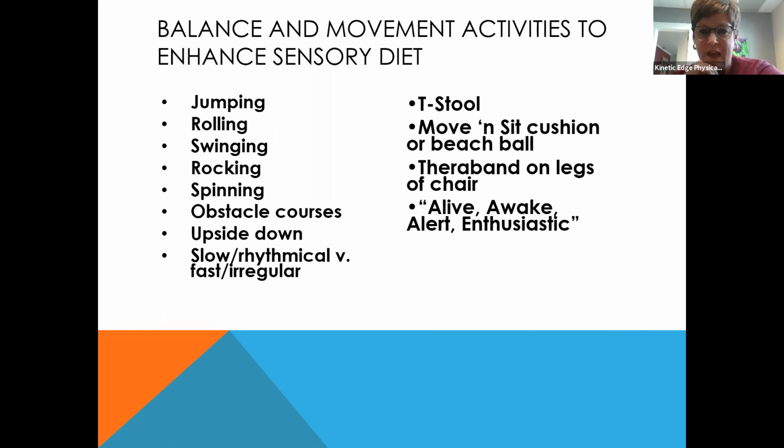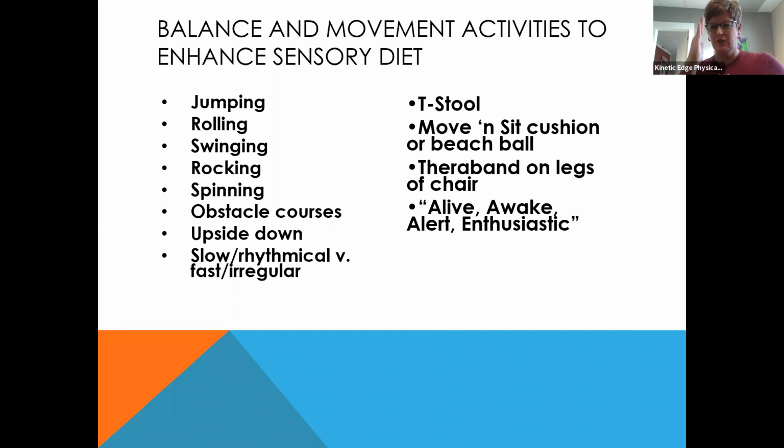Hanging upside down can be calming for some kids, again, that'll be more of a seeker activity. But, you know, realize that if your kid is sitting on the couch hanging upside down, that's probably okay. They're getting some vestibular movement input. And so not the end of the world.